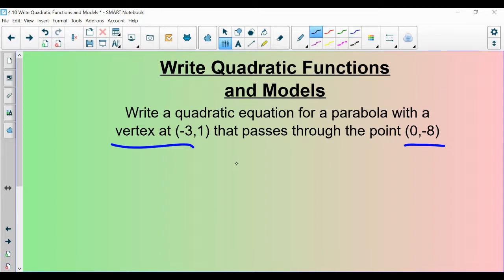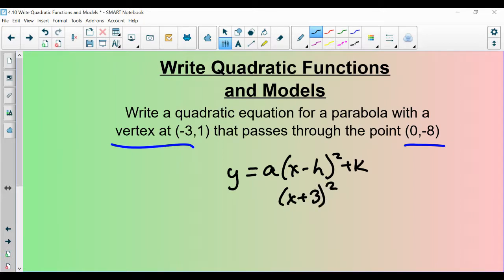So hopefully you've tried that. Let's see how you did. Remember, vertex form is y = a(x - h)² + k, where h is the x value of the vertex. So this would end up being x plus 3, because you'd have x minus a -3. And then you'd have plus 1.